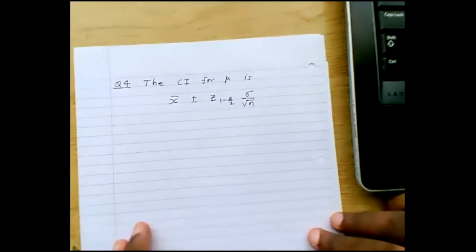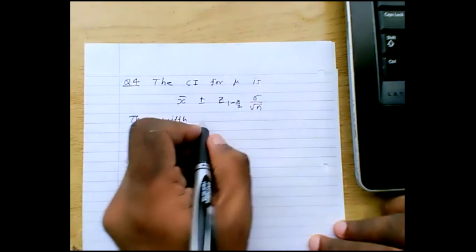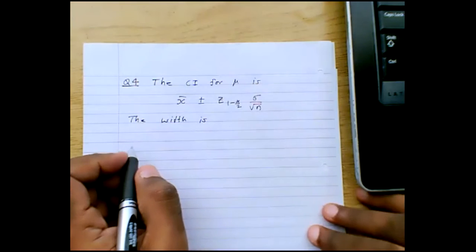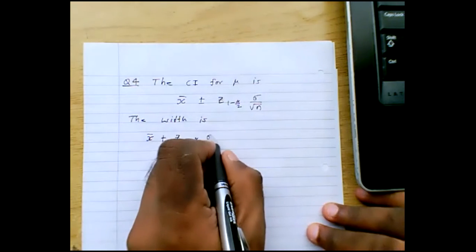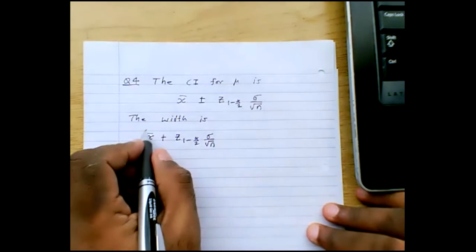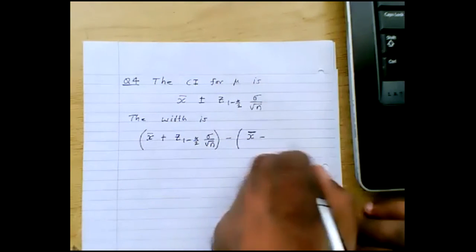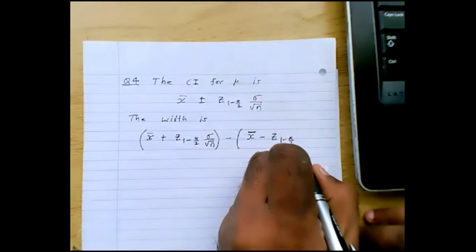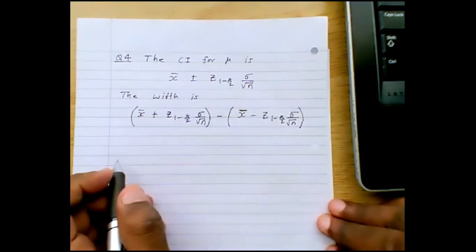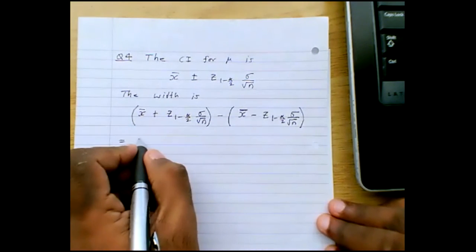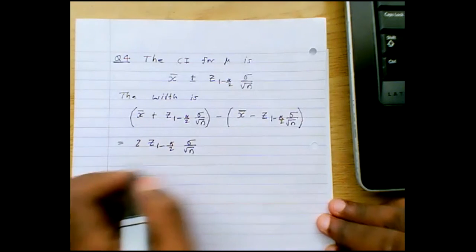Okay, the width of the confidence interval is the difference between the upper limit and the lower limit. Now, if you take the difference, I think I did this already before, so it's going to be 2 times this. This is the width.